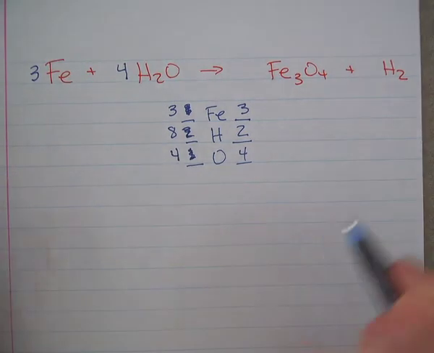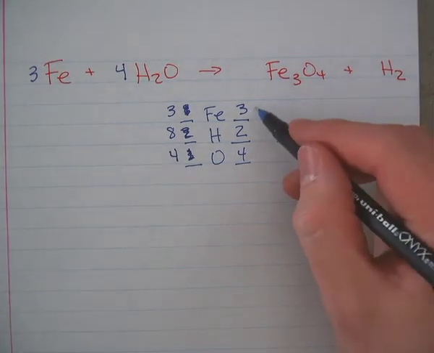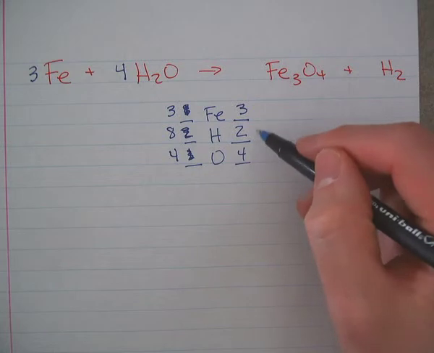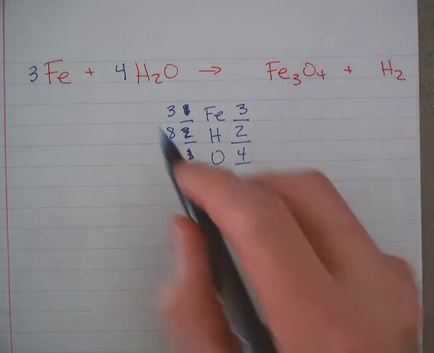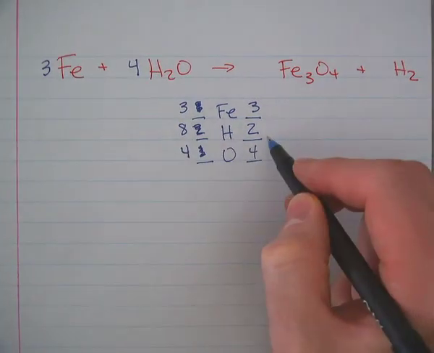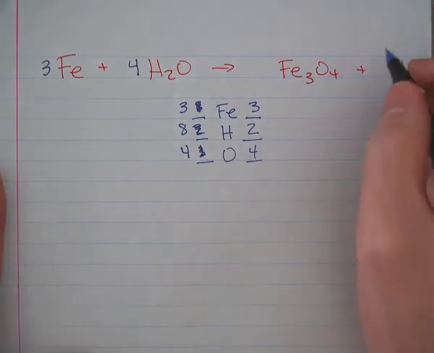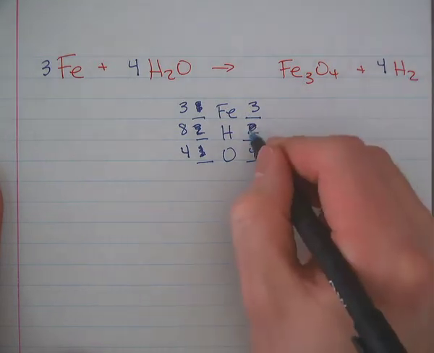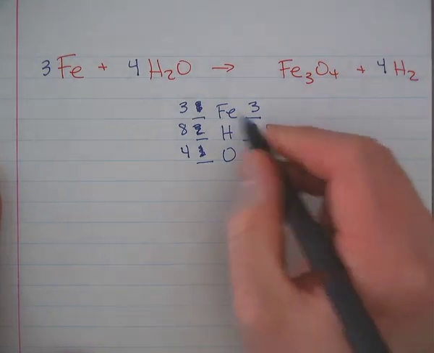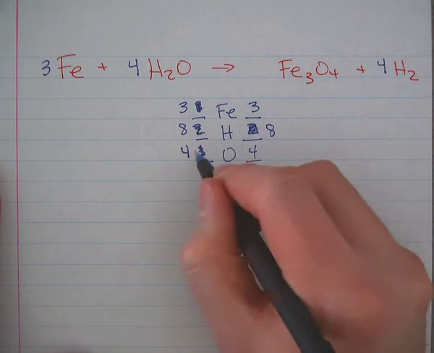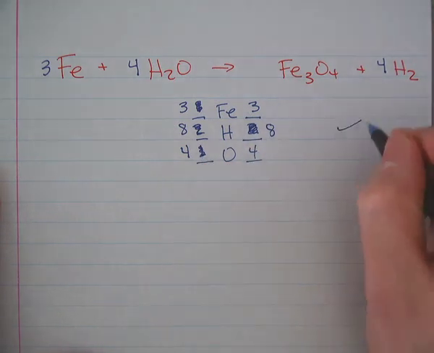All right, now I've got to check my table again. It looks like Fe is balanced, O is balanced, H is not balanced anymore. I have 8 on this side. I only have 2 on this side, so I need to quadruple the amount of H I have. So I'm going to put a 4 in front of that. 4 times 2 is 8 hydrogens. And now it looks like I have the same amount of each element on each side, so that one's balanced.